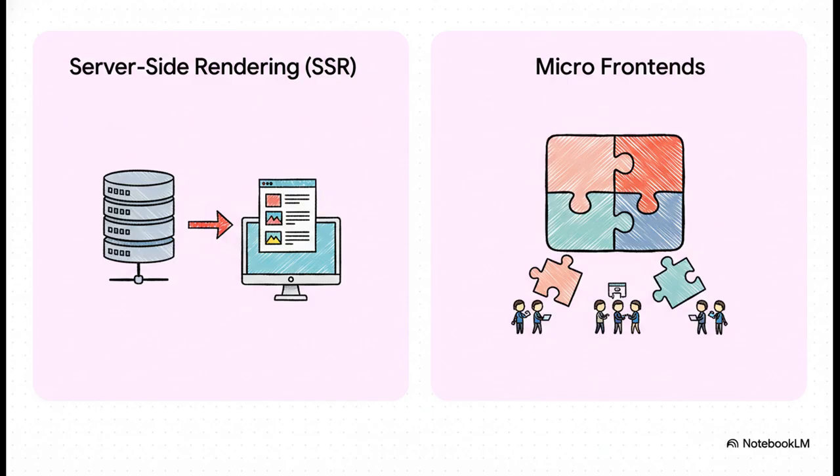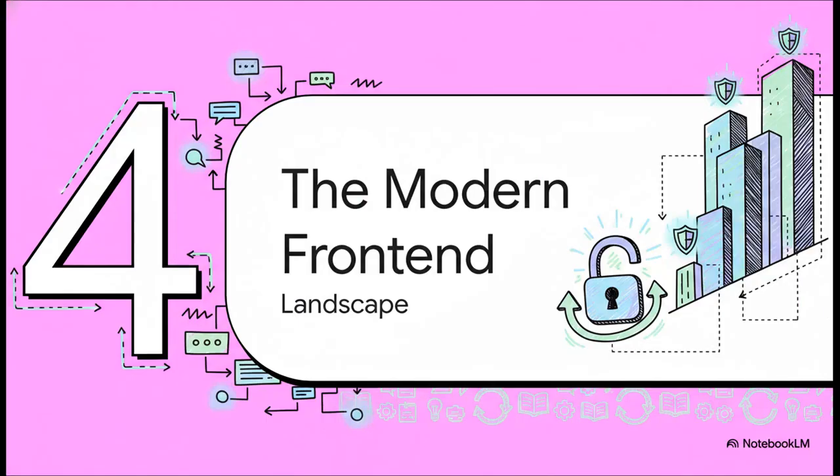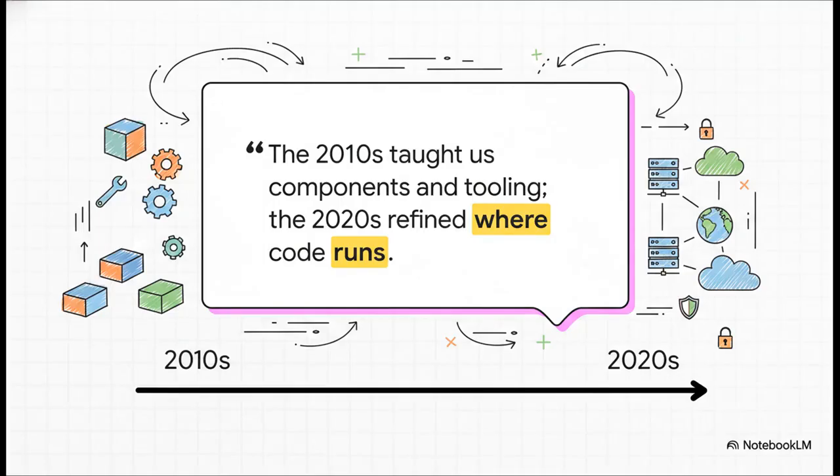And all of this evolution, all these ideas, they bring us right up to today, the modern front-end landscape, where the conversation has taken another interesting turn. I think this quote just nails it. The 2010s gave us the Lego bricks, the components, and the tools. But the 2020s, it's all about figuring out where to assemble those bricks. Is it on the server? Is it on the client? Is it somewhere in between, on the edge? That's the big question we're trying to answer now.